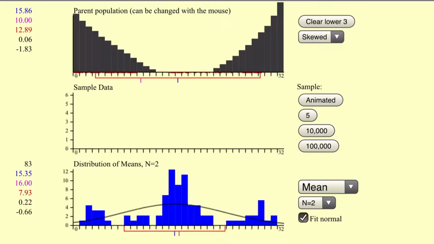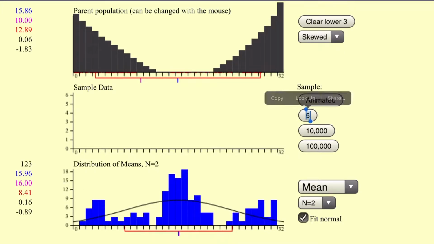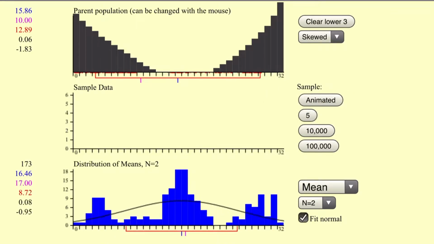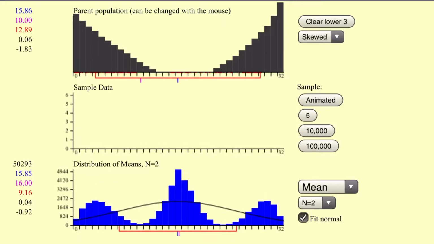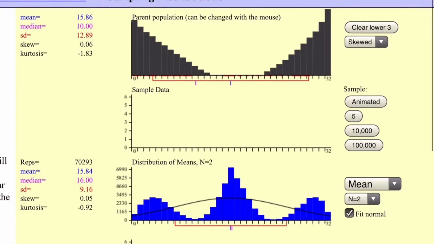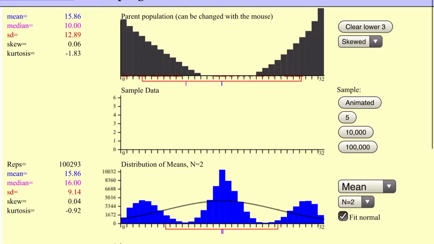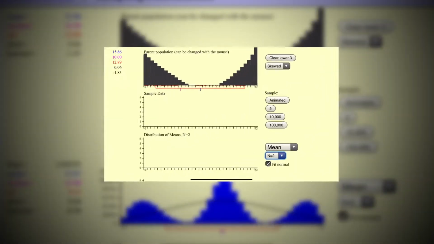I have my fit normal turned on, and it's trying to make it fit normal, but I don't think it's going to happen. Let me speed this up some. So here I've done it about a million times. And yeah, it is not normal. It's actually very arguably trimodal.